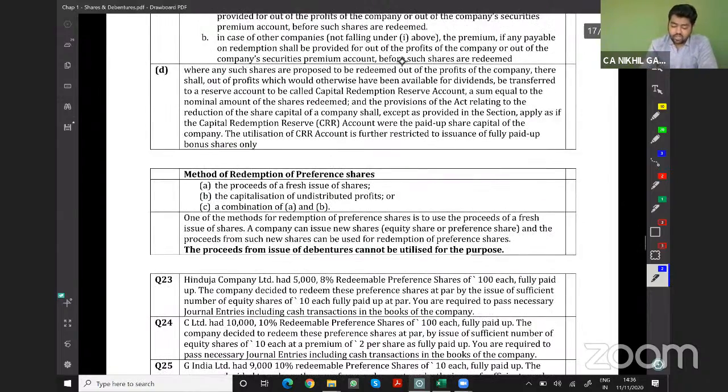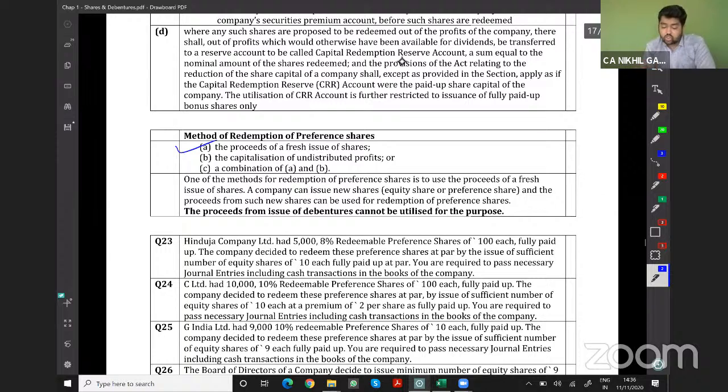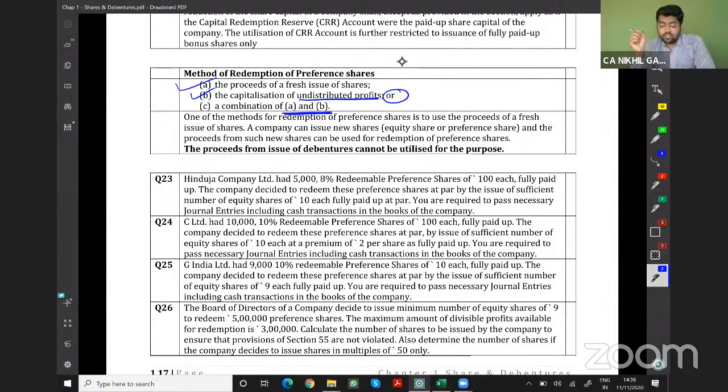Agreed? So the modes of redemption are the proceeds of a fresh issue of shares, capitalization of undistributed profits, or both A and B. One method for redemption of preference shares is to use the fresh issue of shares. A company can issue new shares, either equity or preference, and the proceeds of such new shares can be used for redemption of preference shares. The proceeds from the issue of debentures cannot be utilized for this purpose.